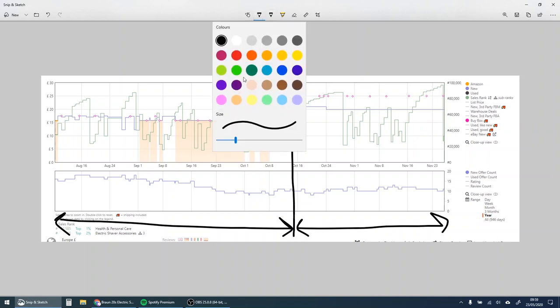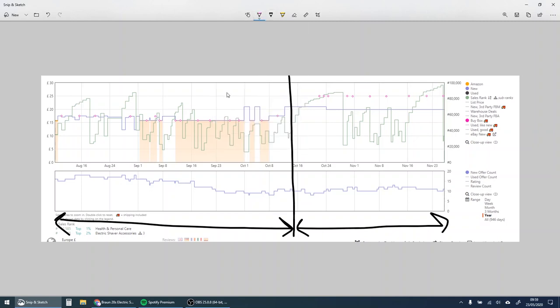Now, when I'm doing my deal analysis, I'm doing exactly what I'm doing now. I'm drawing a line through the pink dots in my mind, a line of best fit, and I'm just thinking, what's the price? So the price here, let's just call it £17. I'm also then drawing another line over here, and let's do another example, and this is £25.